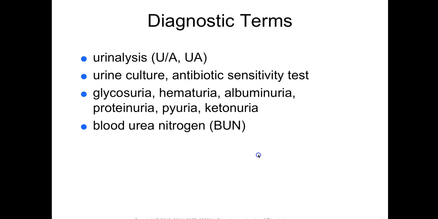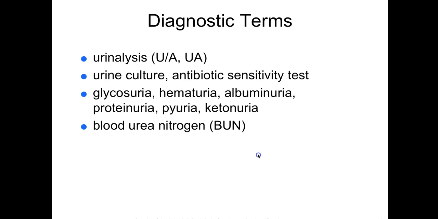Next, we have the terms glycosuria, which we've mentioned before in chapter 9. And you know that means that we have sugar within the urine. Hematuria means we have blood in the urine. Albuminuria means we have albumin in the urine. Proteinuria is going to mean we have protein in your urine. Pyuria means we have pus in the urine. And ketoneuria means that we have ketones in the urine.